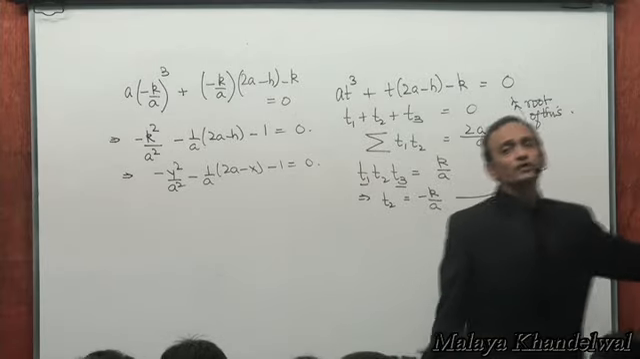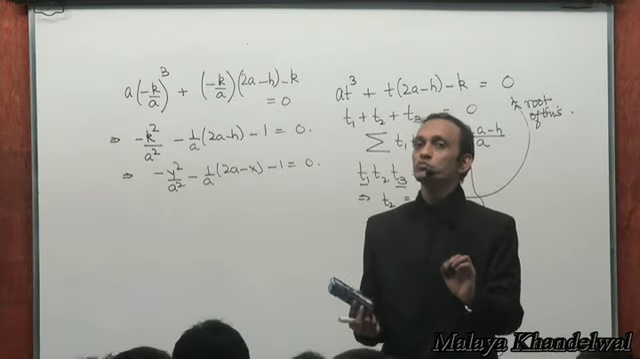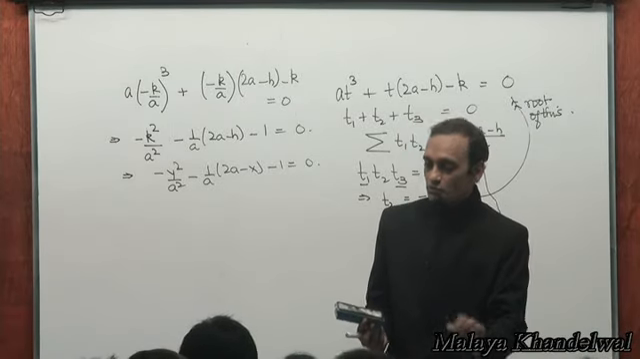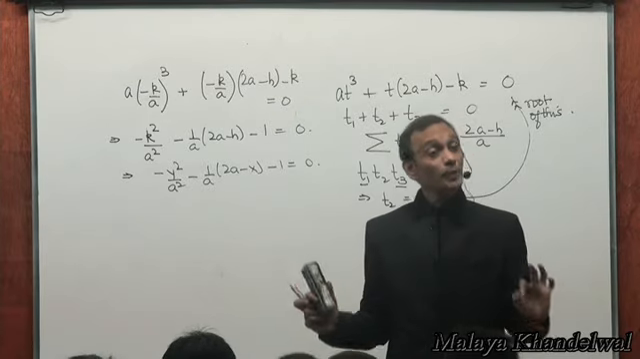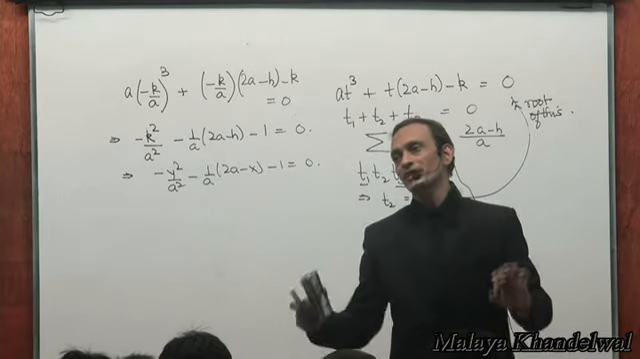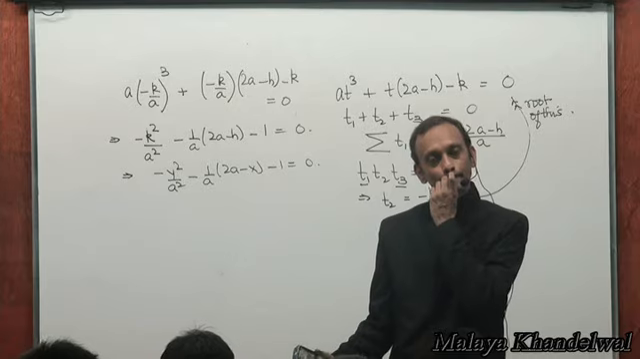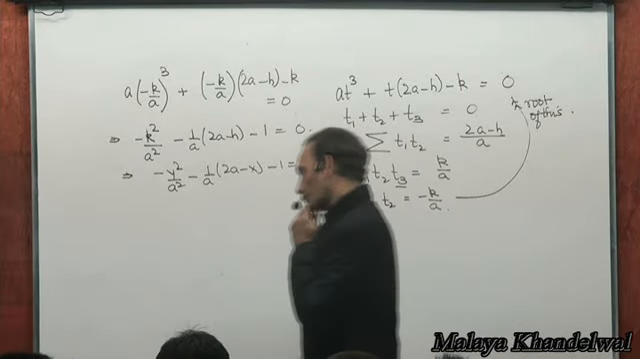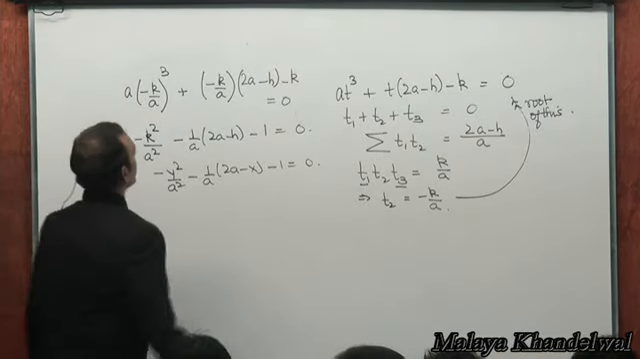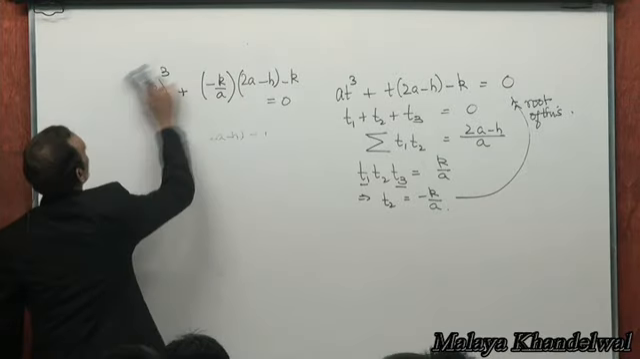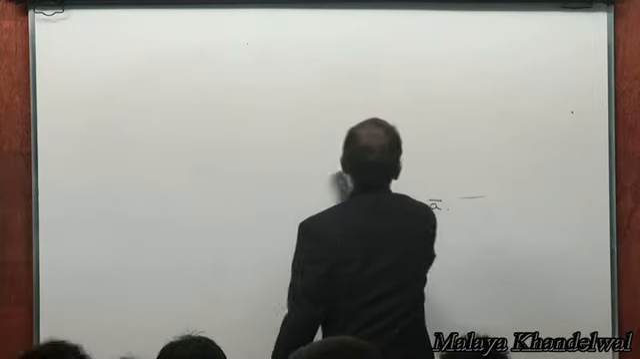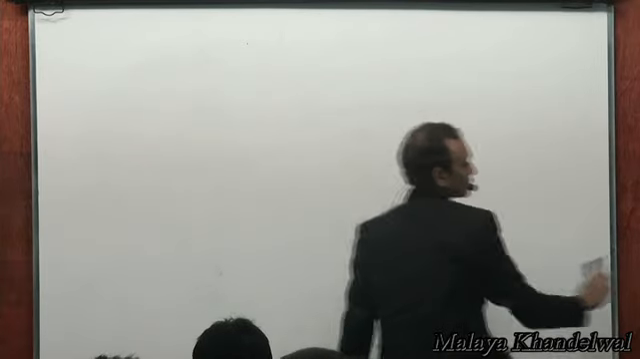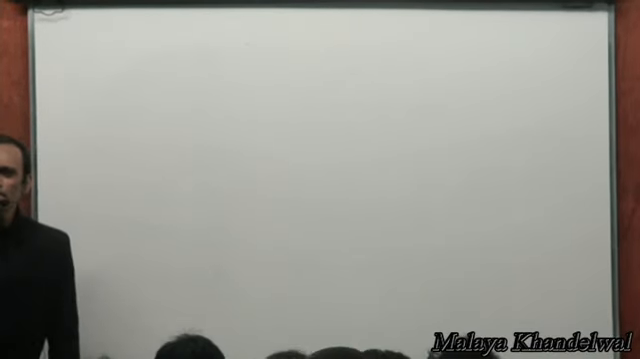Sometimes when they say two parabolas are equal, let me tell you what it means. It means that their latus rectum is the same. Two parabolas are equal when their latus rectum is the same. That's what it means. Simple now?